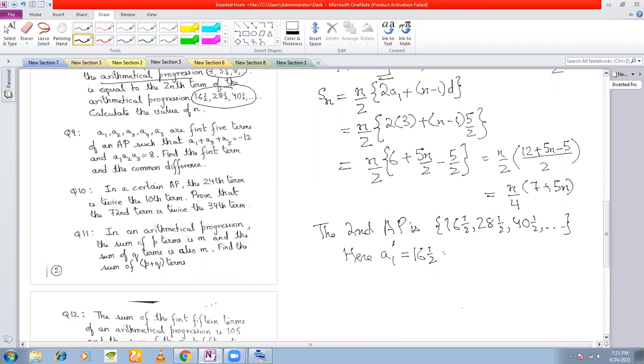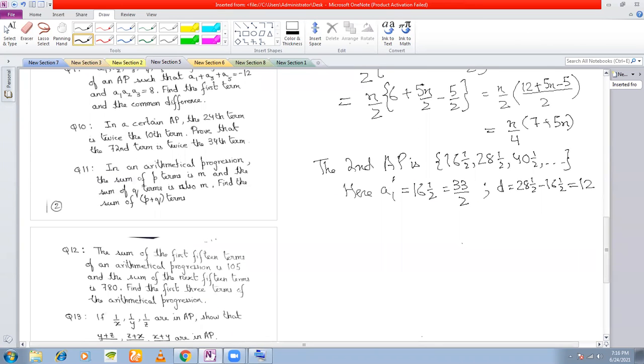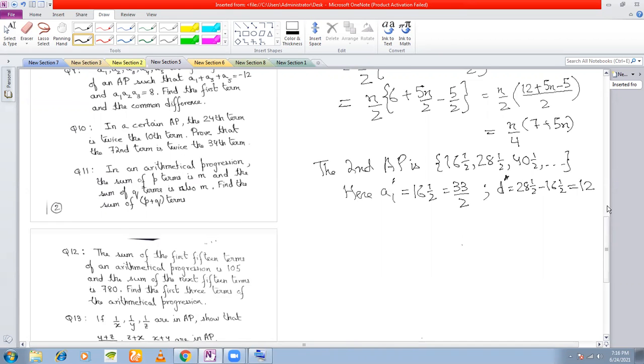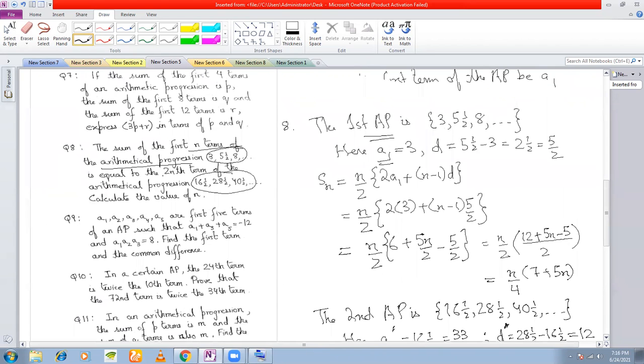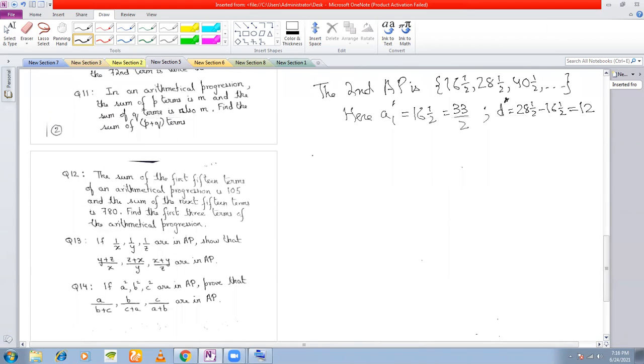You convert this to an improper fraction. You get 33 by 2. And the common difference here is 28.5 minus 16.5, right? Which you get as 12, right? So you got the first term. Let us call this D dashed. Okay, different from the first term and the common difference of the other AP. And what is given here? You see that is equal to the 2nth term of this AP. So we've determined the 2nth term of this AP.